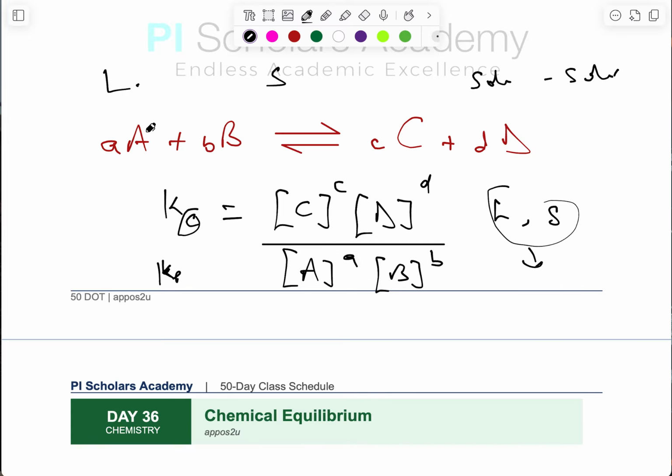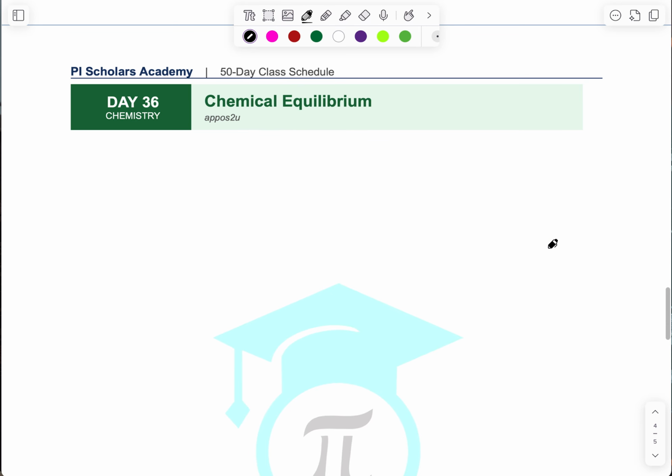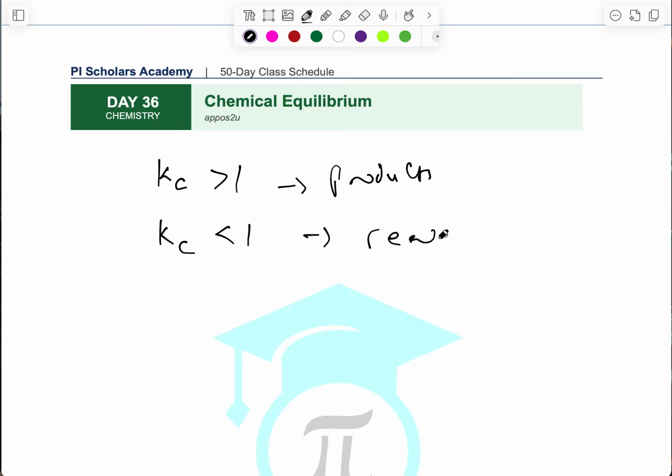So take note, if any of these is a pure liquid or a pure solid, then you do not have to include them in this expression. For instance, if D was a liquid, then I will rule it out from the entire expression. And so what do we know about this equilibrium constant? If Kc is greater than 1, it means that more product will be formed. So the product will be favored in this case. And if Kc is less than 1, it means that the reactant will be favored. So Kc greater than 1 means the forward reaction is going to be favored. Kc less than 1 means that the backward reaction is going to be favored.